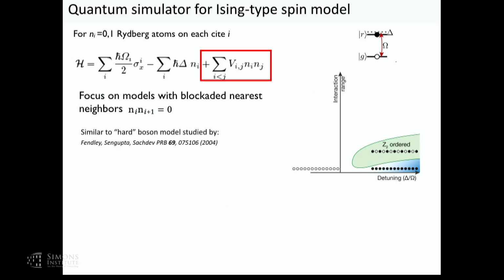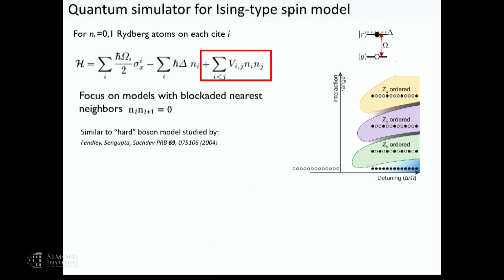But of course, we can now also increase the interaction range, make interactions even stronger, and eventually the interactions will be so strong that they block not just the nearest neighbor, but the second nearest neighbor. So in this case, you will break Z3 order, and you keep going. So this phase diagram is actually quite rich. And it turns out that the quantum phase transitions into these states are very interesting. They are very distinct.